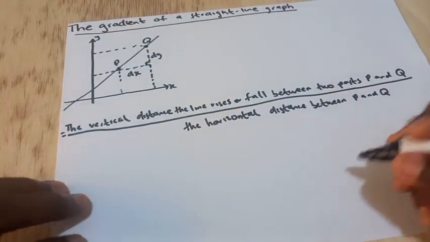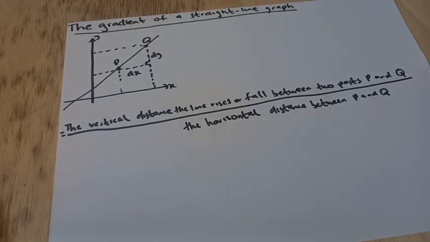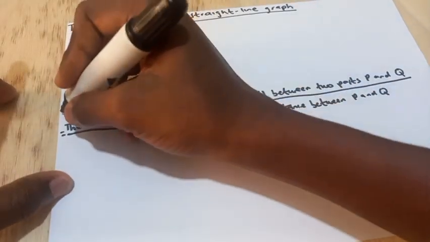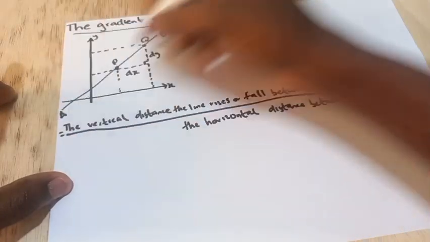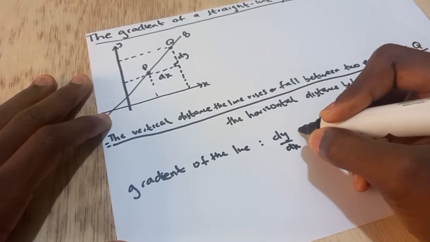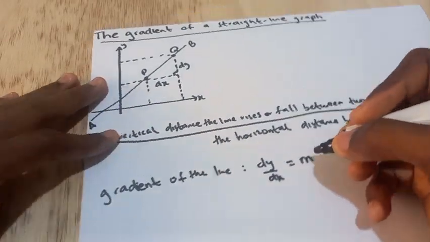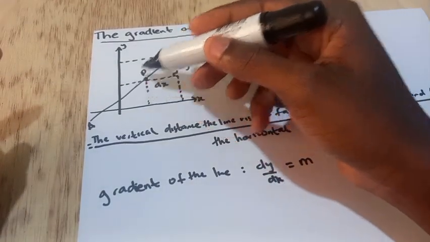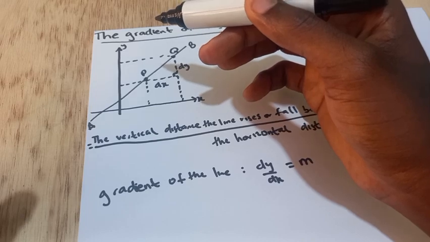Are you getting it? And you must know that P is a point to the left of the point Q on a straight line, which slopes upwards from left to right. I'm calling this point A and this point B. So this is the line. So we have the gradient of the line dy over dx, which is equal to m. Using the m means you've picked certain 2 points, P and Q, and you subtract the normal way of solving the gradient.